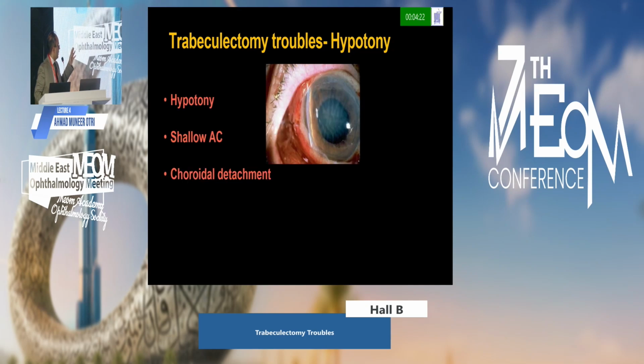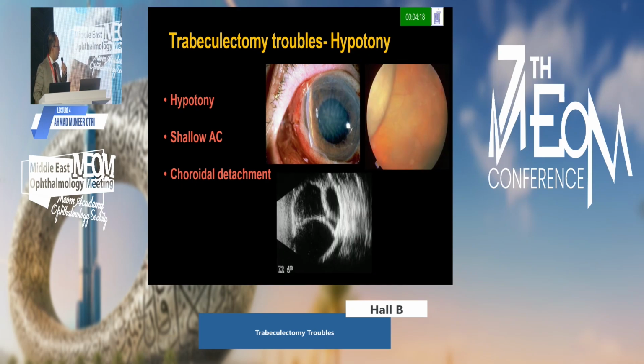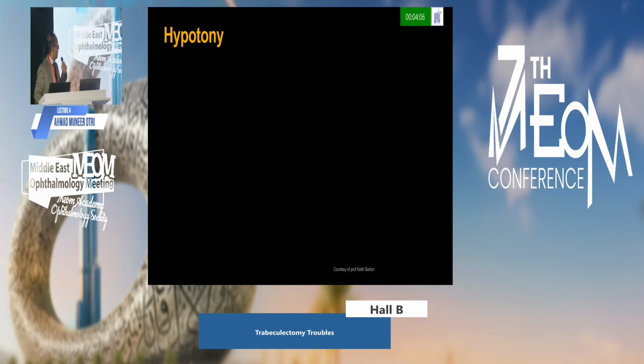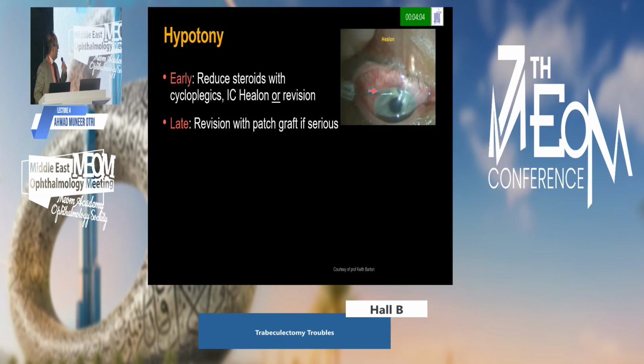So these come together usually: hypotony, shallow AC, and choroidal detachment. We may have a lot of issues. We all know about it. I'm not going to go into details for the sake of time. So if you have this kind of situation, then what you need to know is how to deal with it. If you have early hypotony, you need to reduce the steroid and consider cycloplegics. You can always give intracameral Healon or consider revision. And that's depending on how dramatic the situation is.